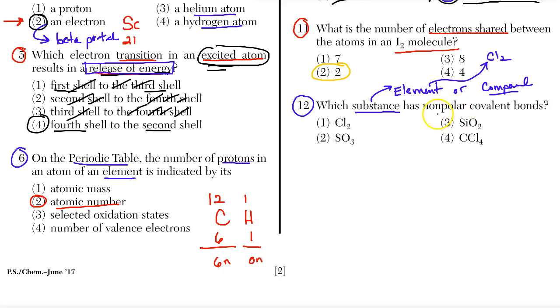Now, careful. Some people see nonpolar and say, oh, symmetrical. And so I see a lot of people will circle 4 and say that must be the answer. When you hear nonpolar or polar, you have to distinguish between, are they talking about the bond or are they talking about the molecule?